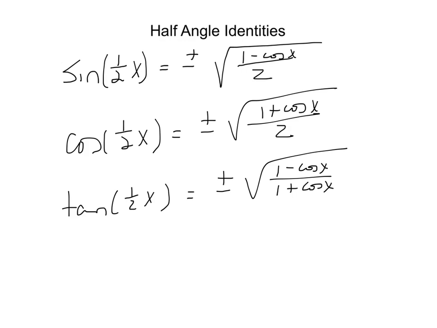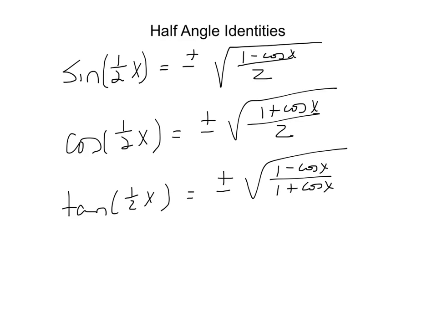Last on our docket here for the identities are the half-angle identities. We don't do a lot of work with half-angle identities, I'm going to be honest, but there is a need for me to show you mostly how to use the half-angle identities. Okay, so here are your three identities for the half angles: sine, cosine, tan.